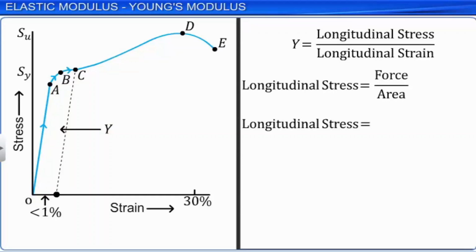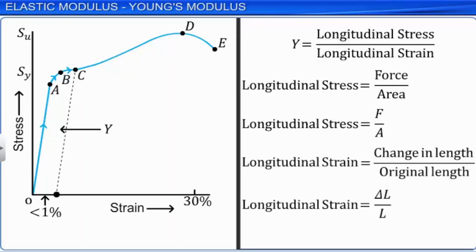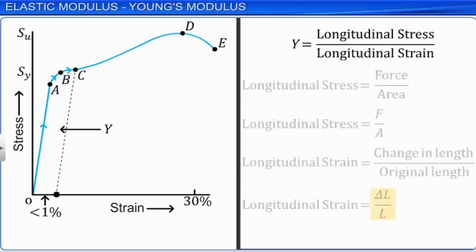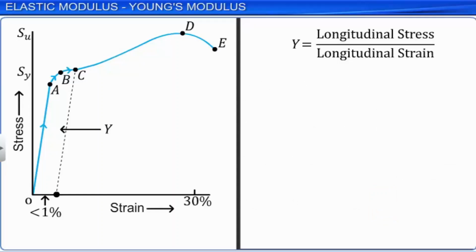If the length of the rod L changes by delta L, the longitudinal strain is equal to the ratio of delta L to L. Young's modulus is therefore equal to F by A divided by delta L by L. Young's modulus has the same units as stress because strain does not have any units. Y is measured in newtons per meter square or pascals.